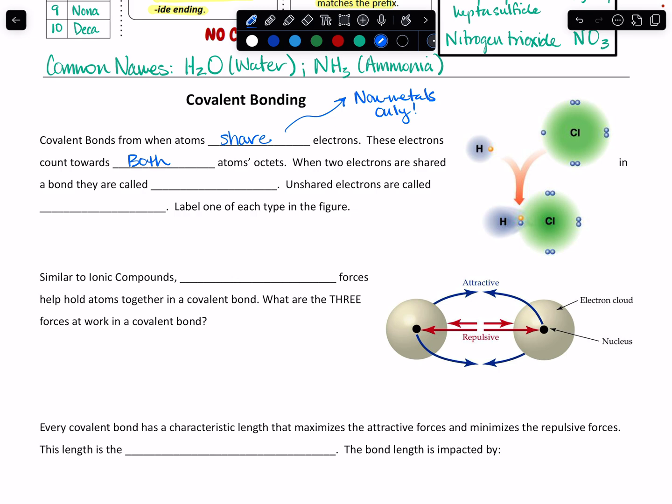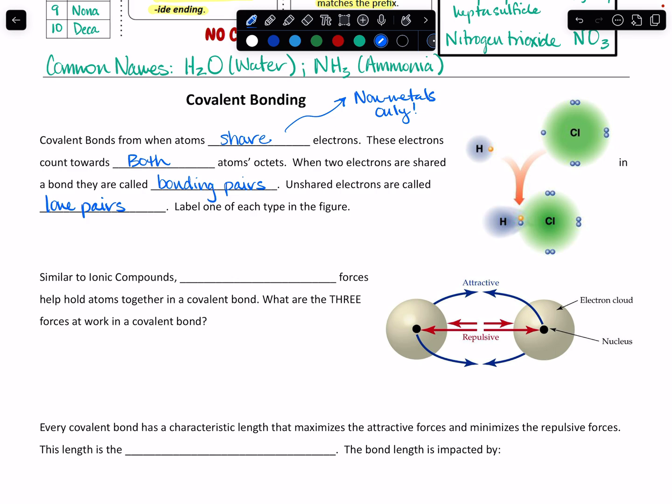And remember, that word octet means 8. They want 8 valence electrons. When two electrons are shared in a bond, they are called bonding pairs. Unshared electrons are called lone pairs. And you're going to see now why it was important when we do our Lewis dot symbols that we do one per side before we pair them up, because the ones that are already paired in our Lewis dot symbols tend to be our lone pairs. The ones that are unpaired tend to form our bonds with our other atoms.